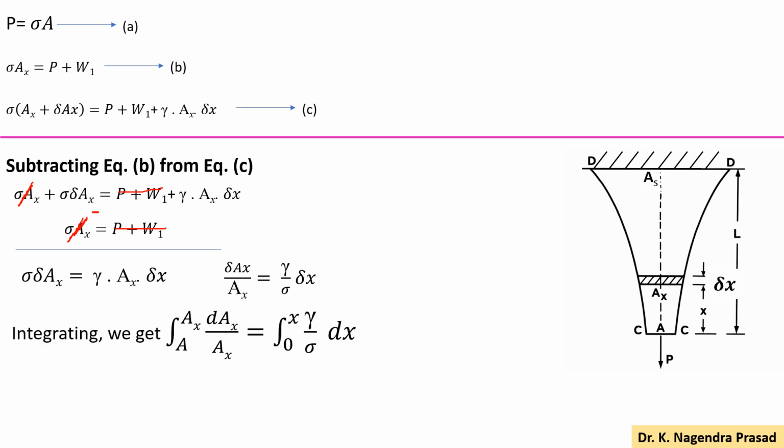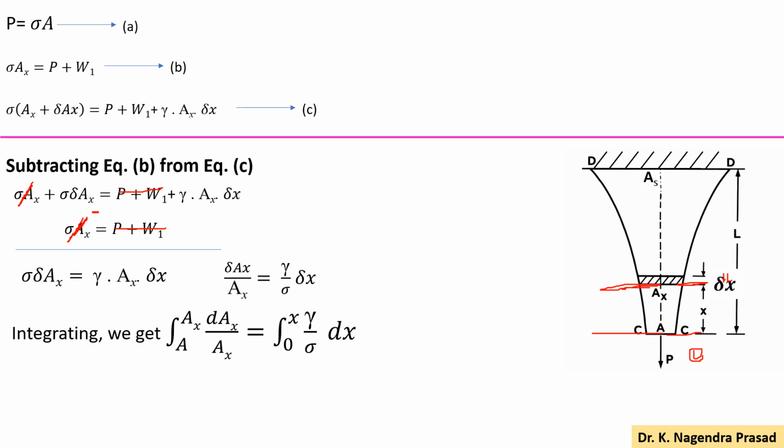So now we have to integrate both sides. We integrate dou Ax divided by Ax, with limits from A to Ax. Similarly, we integrate gamma divided by sigma dx, where the limits are x equal to 0 and x equal to small x. So the limits are 0 to x.